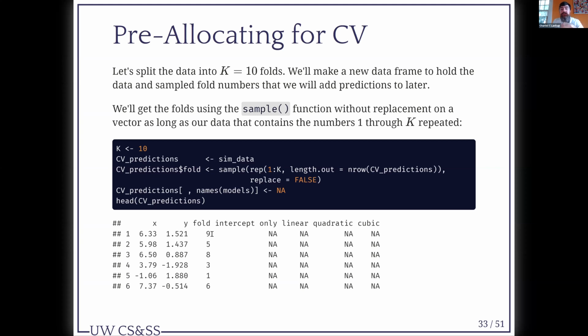Fold, for instance, this randomly assigned the first row to fold 9, the second to fold 5, the third to fold 8, 3, 1, 6. This is the first time I've ever run this code and not gotten the same number multiple times in the first 10. Fun fact.